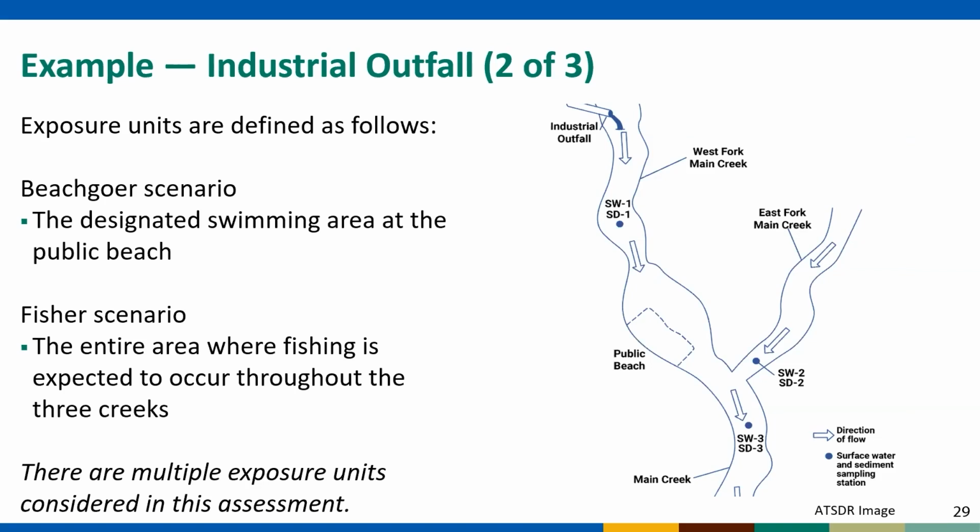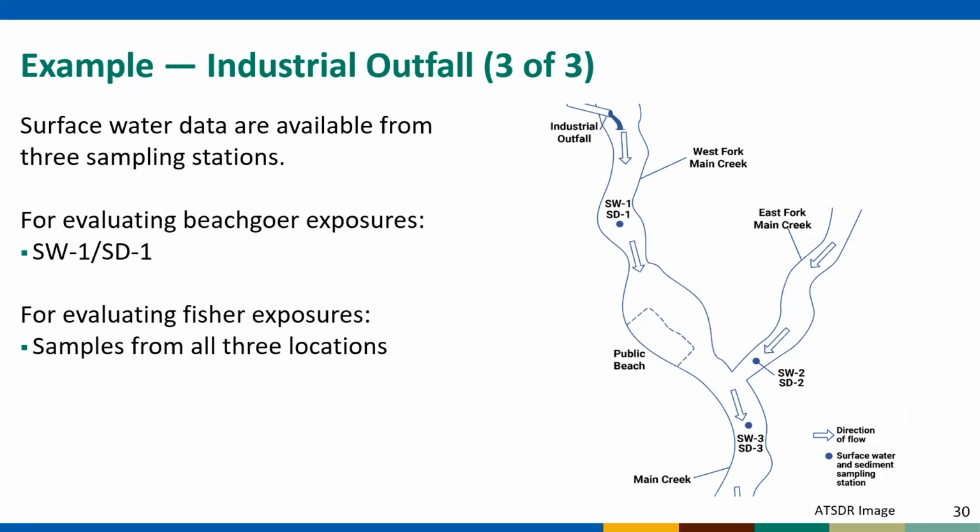For this evaluation, we are going to consider 2 exposure units for surface water, one for beachgoers and another for those fishing in the creeks. Now, we want to select representative sampling data to evaluate each of these exposure units. As this figure shows, surface water data were collected at 3 sampling locations. This includes 1 location downstream of the industrial outfall, 1 location in the East Fork Main Creek tributary, and another location in Main Creek, where the 2 smaller creeks come together.